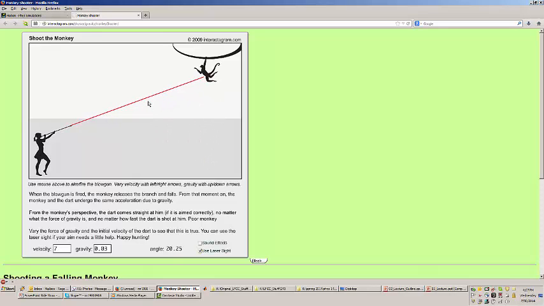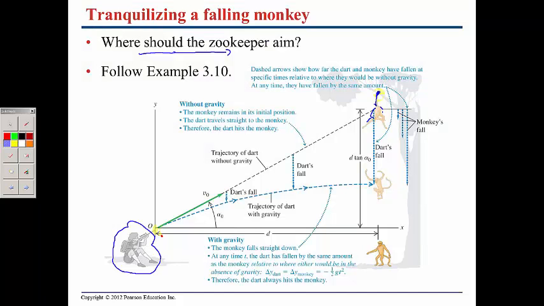Now, the solution is to aim directly at the monkey. And the reason why we have to aim directly at the monkey is that both the dart and the monkey are going to fall, or they're going to accelerate at the same rate. They both have an acceleration downward due to gravity, negative 9.8 meters per second squared.